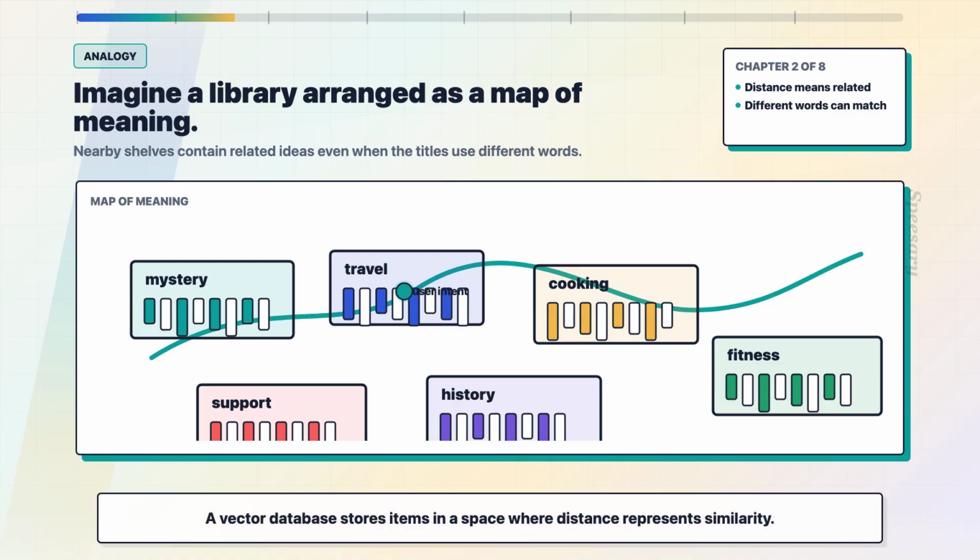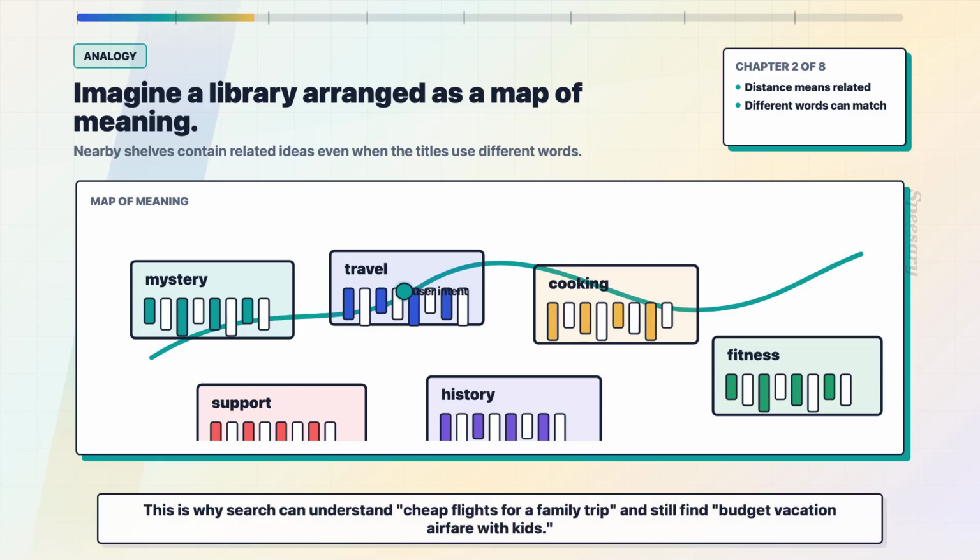A vector database stores items in a space where distance represents similarity. It is not asking, did these two pieces of text use the same keyword? It is asking, are they close in meaning? This is why search can understand "cheap flights for a family trip" and still find "budget vacation airfare with kids."